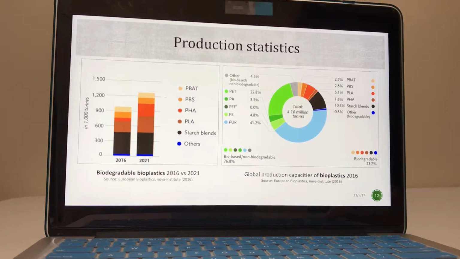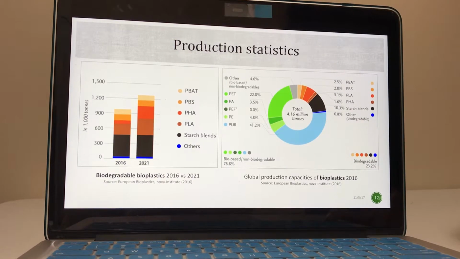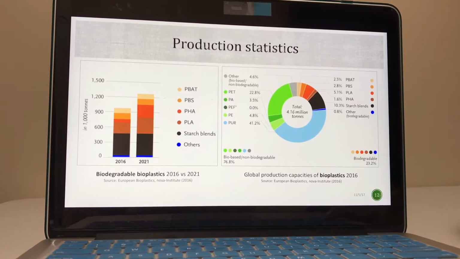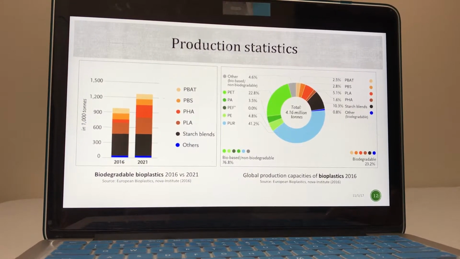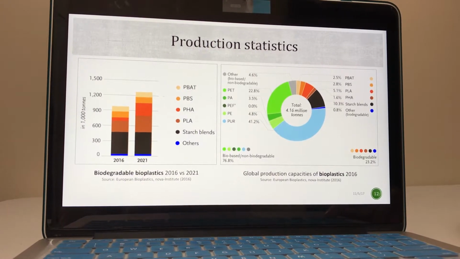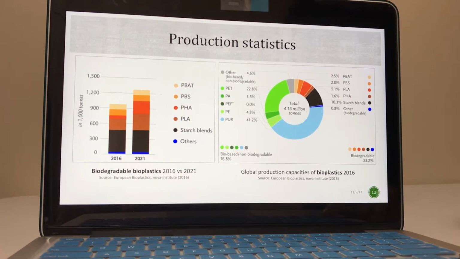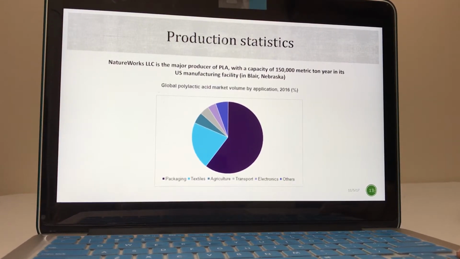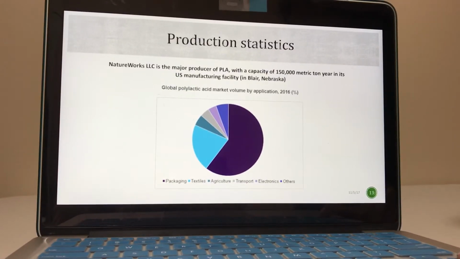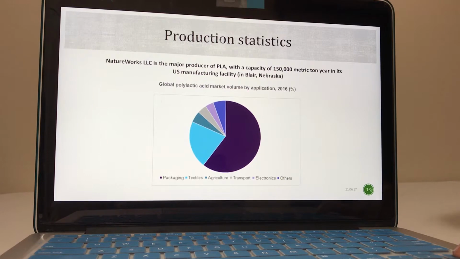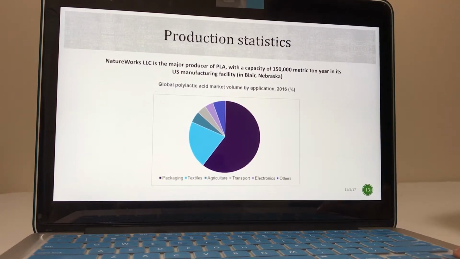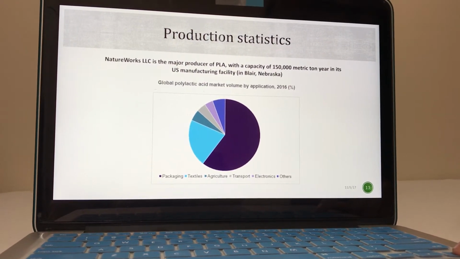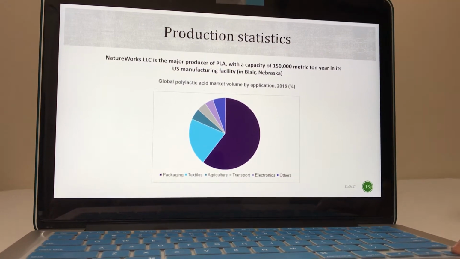Figure on the left shows that PLA stands as the second highest produced biodegradable polymer with nearly 200,000 tons having been produced in 2016. On the right, we see that out of a global production of all bioplastics, 5% is occupied by PLA. This figure here shows that the major market for global lactic acid is occupied by packaging, followed by textiles, agriculture, transport, electronic, and other sectors. NatureWorks LLC is said to be the major producer of PLA today.